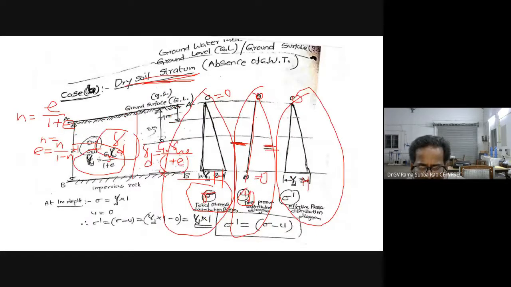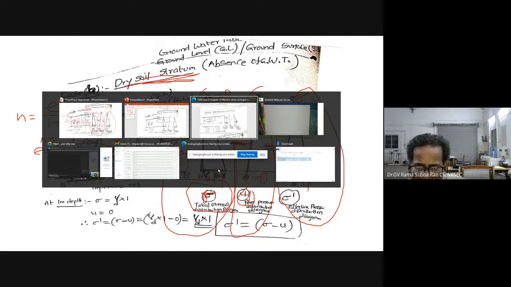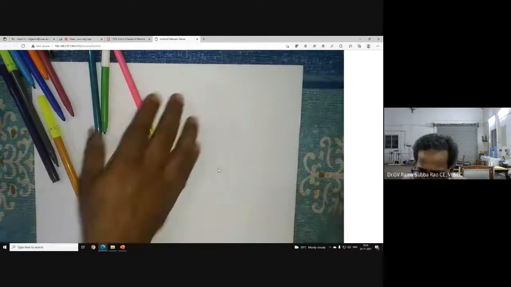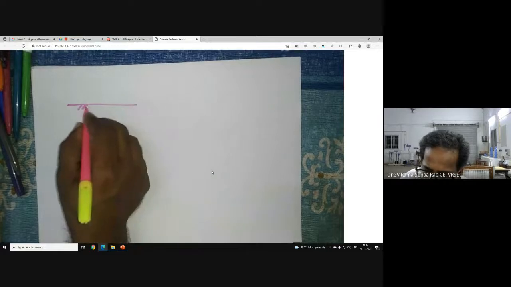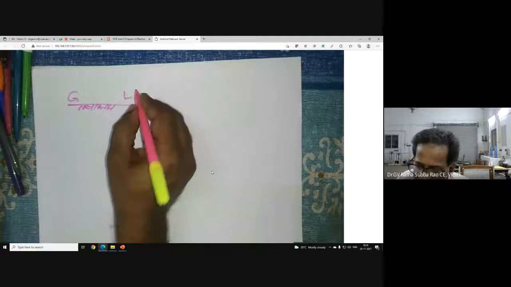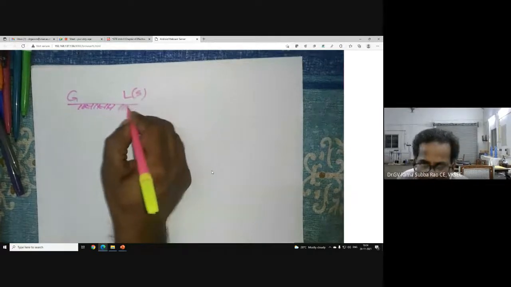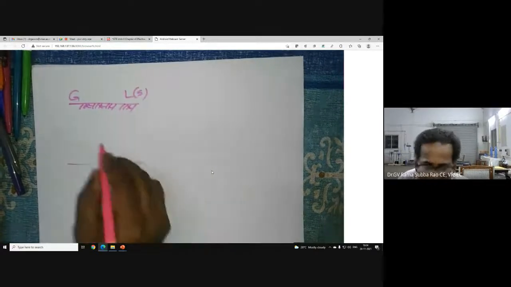Hope you understood. For better understanding, I will now solve one numerical example on these two concepts. So two concepts means the first one, here I will try to present you. Here you see, I have a ground. Let me show you now. This is ground level. Sometimes people call it ground surface. No issue.